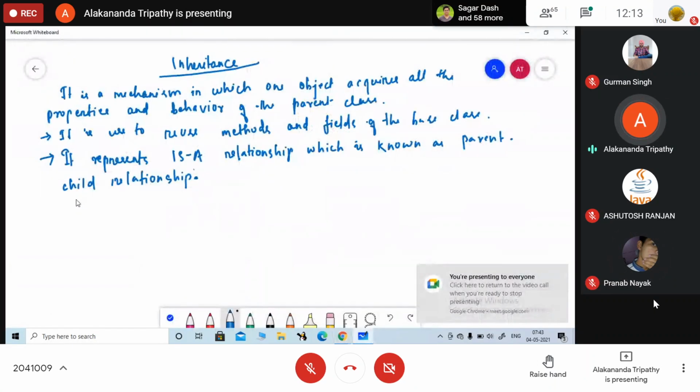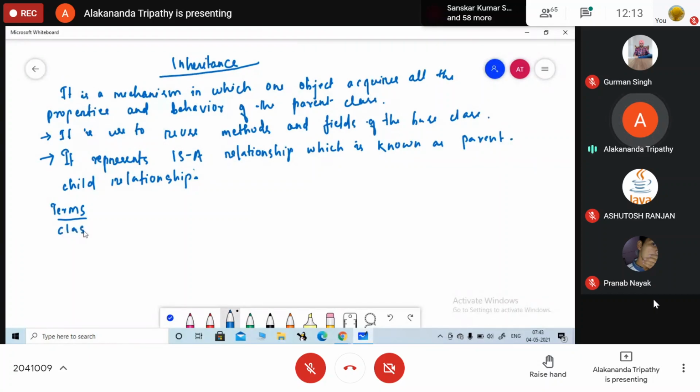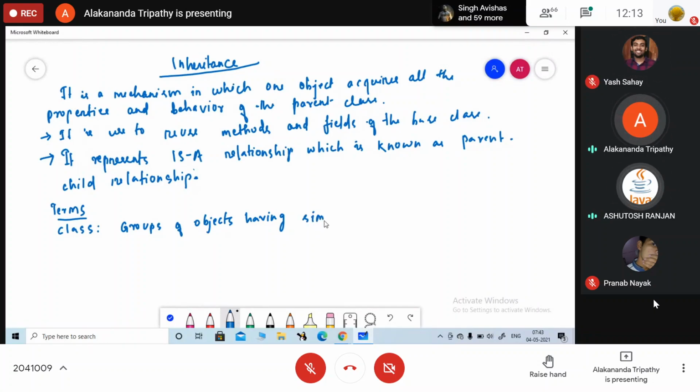Yes. Okay, so next write down some terms that we are going to use in inheritance. Basic terms that we are going to use. What is the first term? Class. What is a class? Anyone? A template for creating objects. It is used for creating objects. So class is nothing but a group of objects having similar properties.